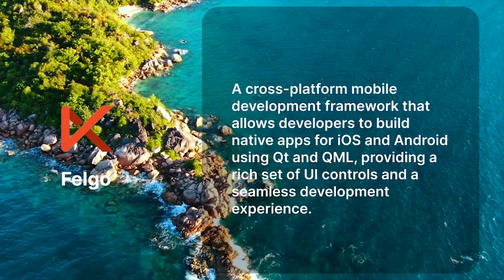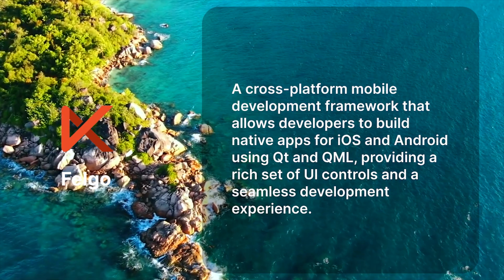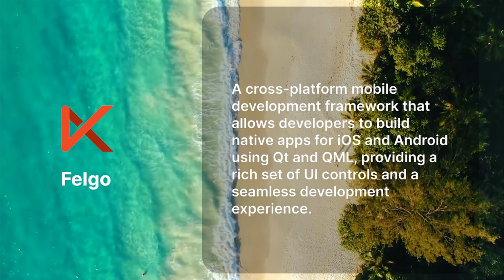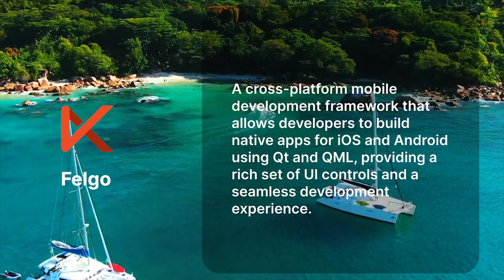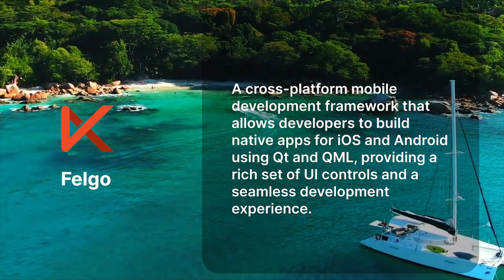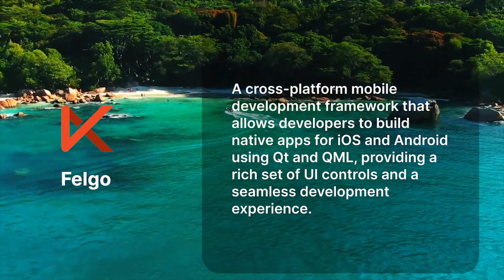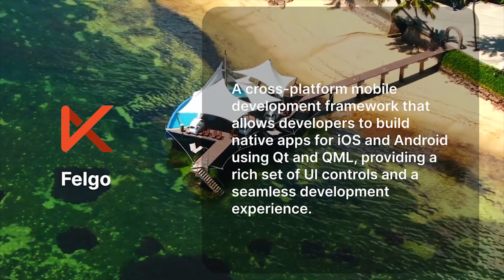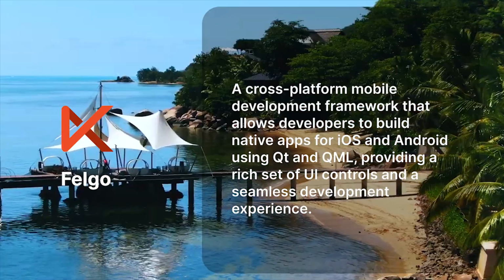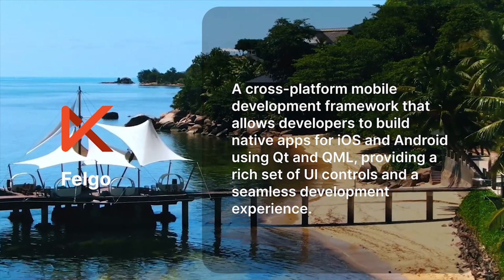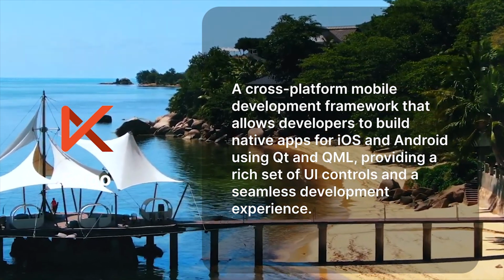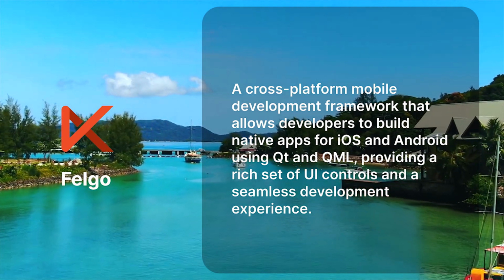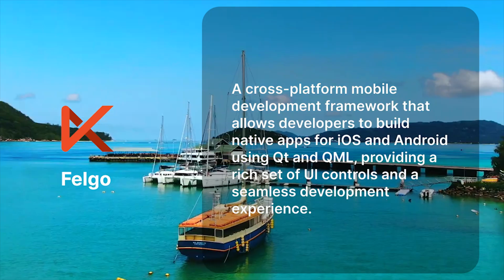So the last one we're going to talk about is called Felgo or Felgo. So Felgo is like a one-stop shop for cross-platform development. So it is a cross-platform mobile development framework that allows developers to build native apps for iOS and Android using Qt and QML, providing a rich set of UI controls and a seamless development experience.